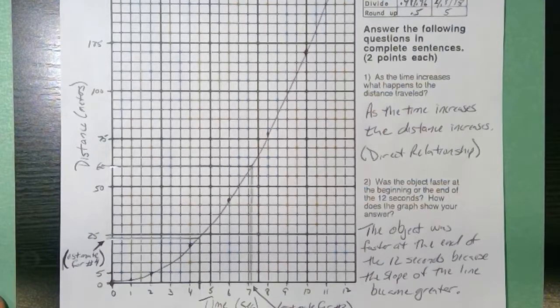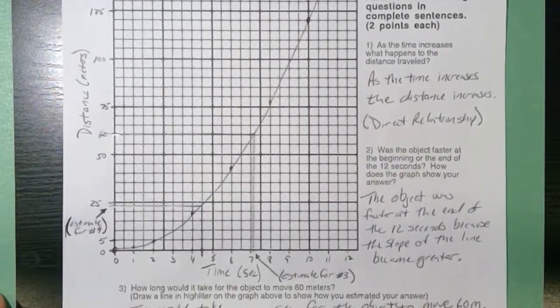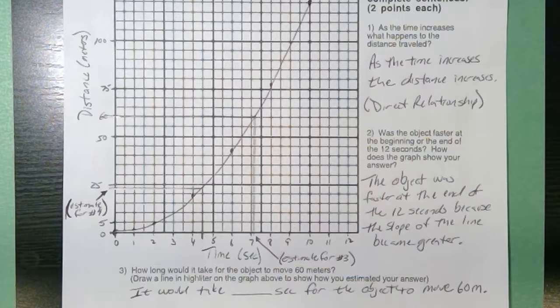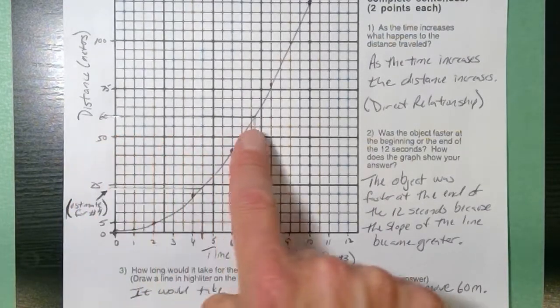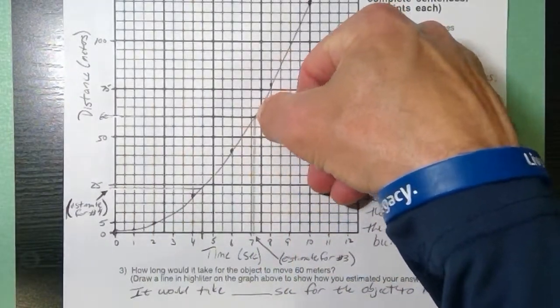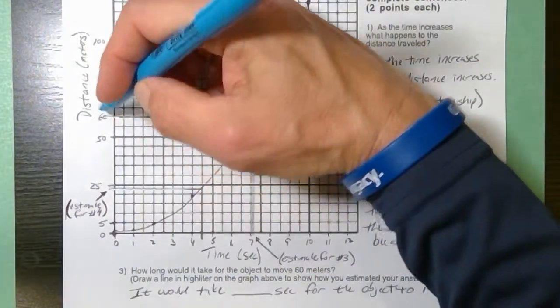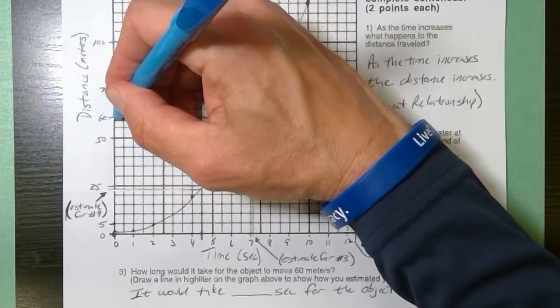Now, problems 3, 4, and 5, I'm not going to give you the answers, but I will show you how to do it. 3 says, how long would it take for the object to move 60 meters? So you have to find 60 meters on your distance. In pencil, I drew a line across until it hit the curve, and then I'm going to draw the line down.